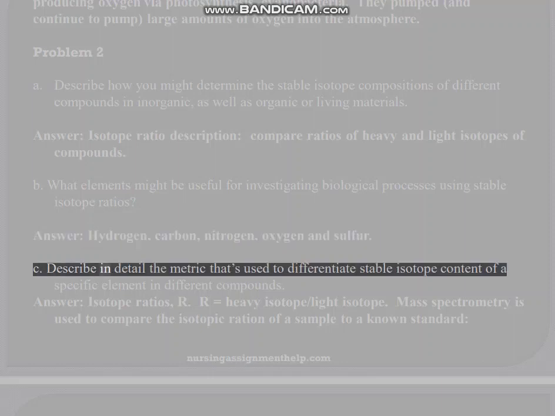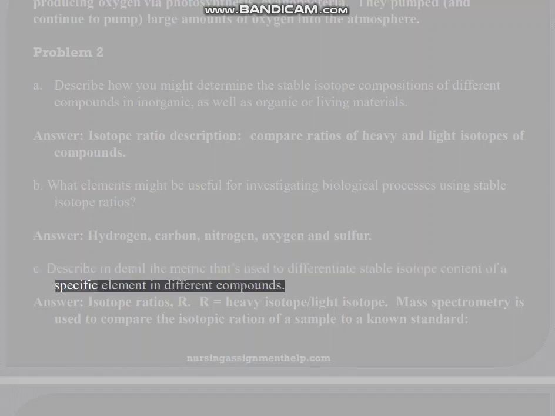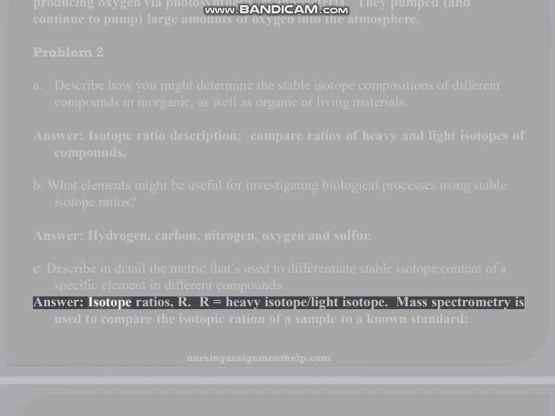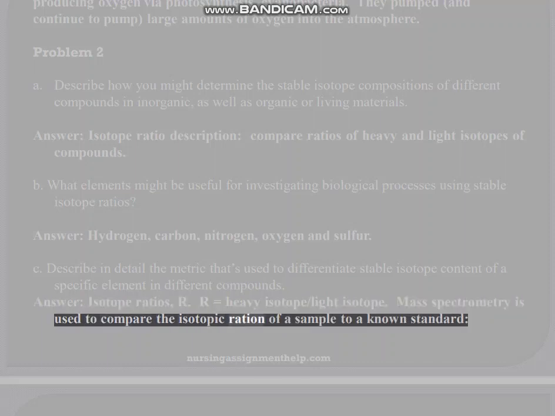C. Describe in detail the metric that's used to differentiate stable isotope content of a specific element in different compounds. Answer. Isotope ratios. R equals heavy isotope / light isotope. Mass spectrometry is used to compare the isotopic ratio of a sample to a known standard.